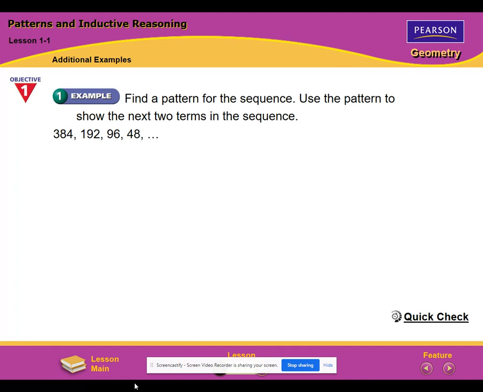So obviously here, it's being cut in half. And you could confirm that with a calculator if you want to. But 384 cut in half would be 192. 192 cut in half would be 96. 96 in half is 48. So then if you took 48 and you cut that in half, you would expect the next number to be 24. And if you cut that in half, the next number would be 12. This type of reasoning that you used to come up with 24 and 12 is inductive reasoning. You recognized a pattern, okay?